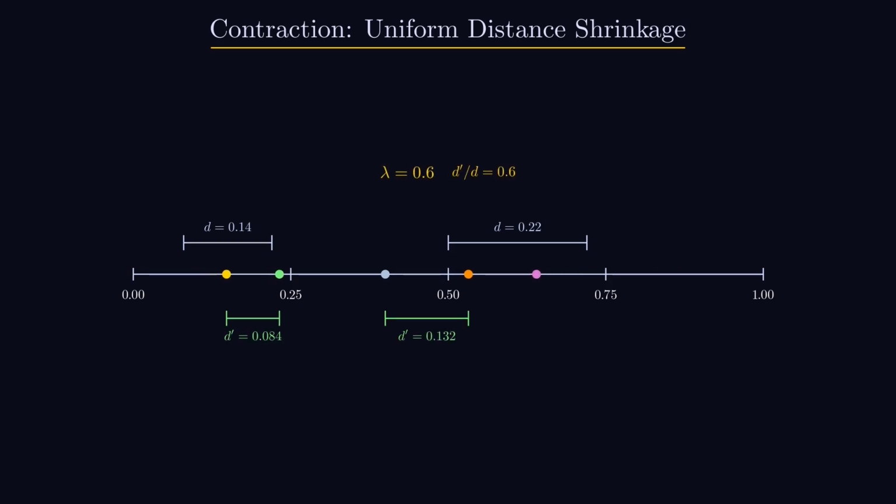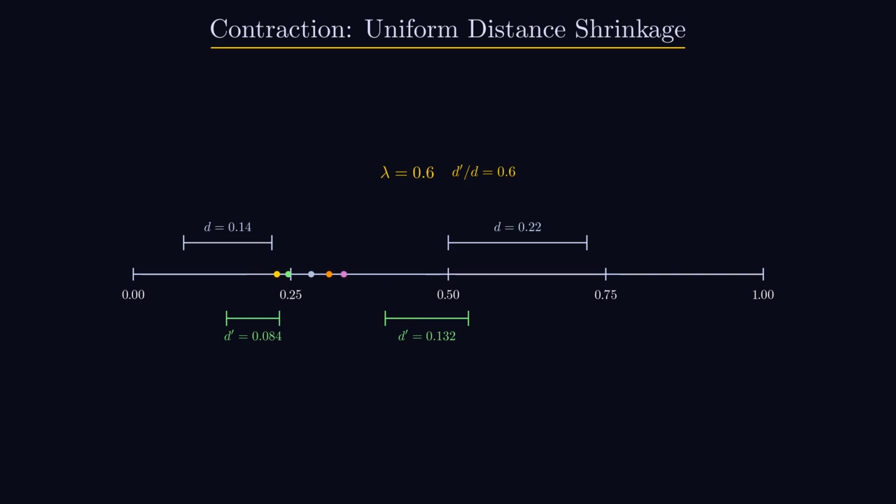After one application of G, the new positions appear as smaller dots. The brackets below the line measure the new distances d prime for the same two pairs. The ratio d prime over d equals 0.6 in both cases. G shrinks every pair by exactly the factor lambda. The uniformity is the content of the contraction condition. It is not sufficient that G shrinks some distances. It must shrink all distances by a uniform factor strictly below 1.